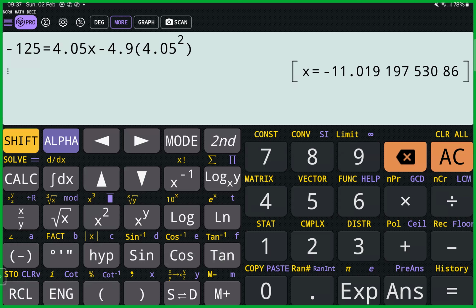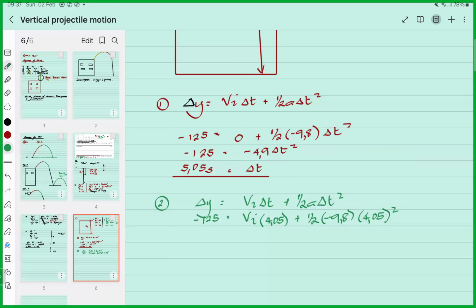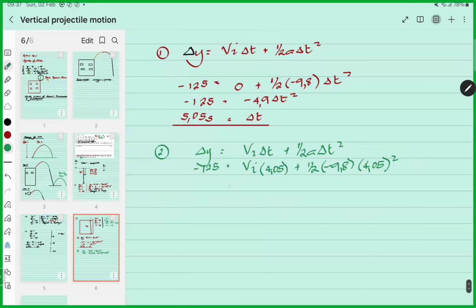Oh, so it already solved it for me. There's your answer for x. Minus 11.019, which is minus 11.02. But just try and do it like this. It's going to make your life easy. There's no marks for showing all the steps in terms of the maths. So Vi is minus 11.02 meters per second.